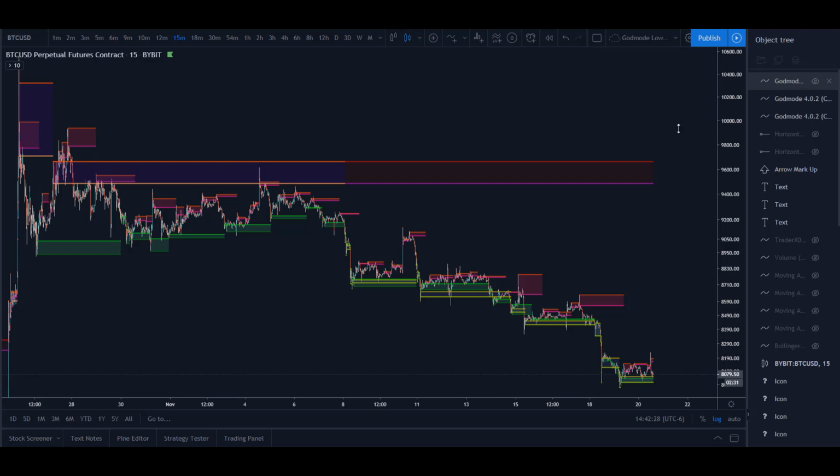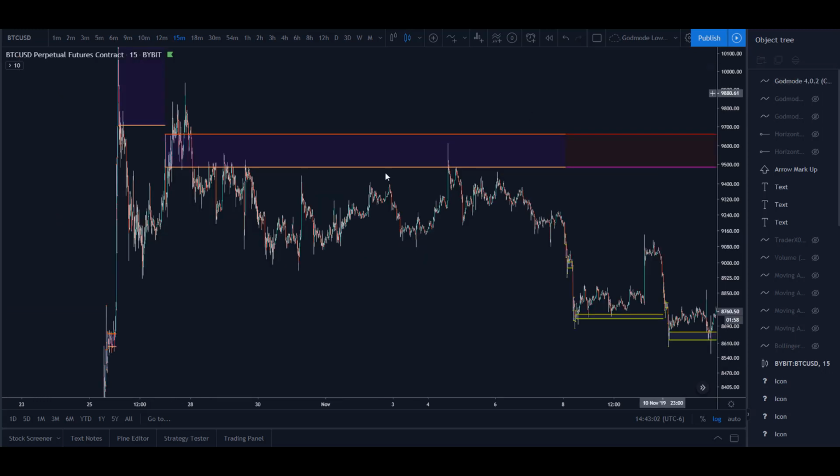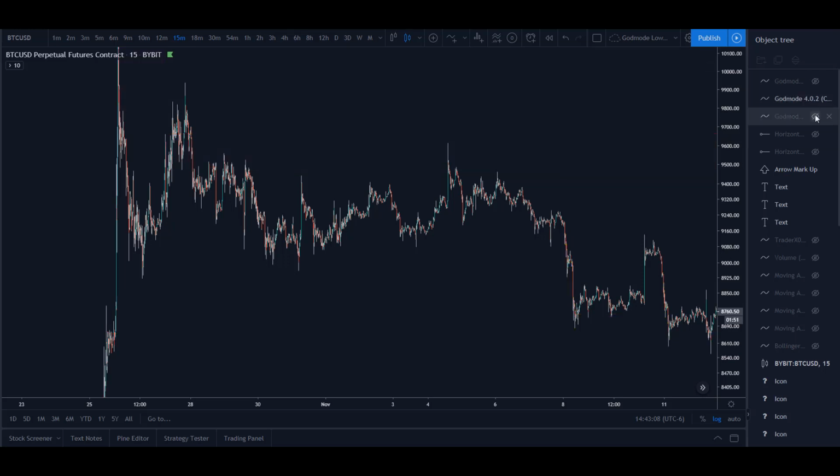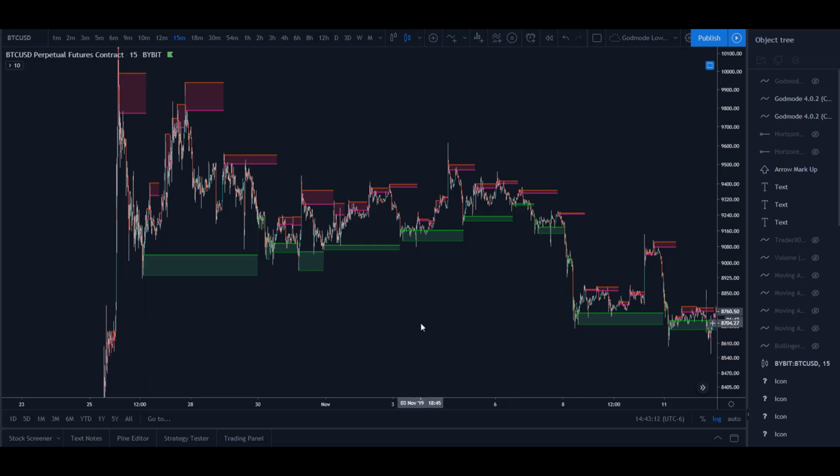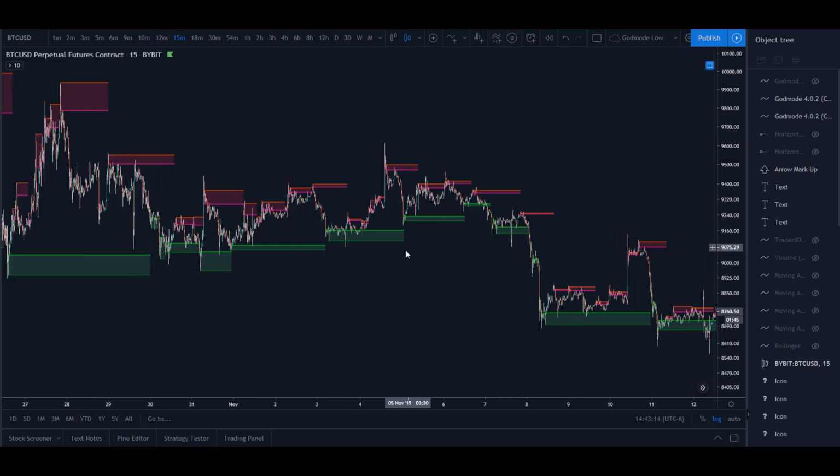So let's say if you took entries in here, your first profit target would have been down here. And it did come down, trade into this nicely. This guy here is going to show you only your most powerful blocks, versus these guys, they show you a lot more blocks. But nonetheless, the settings on this are pretty dang good.